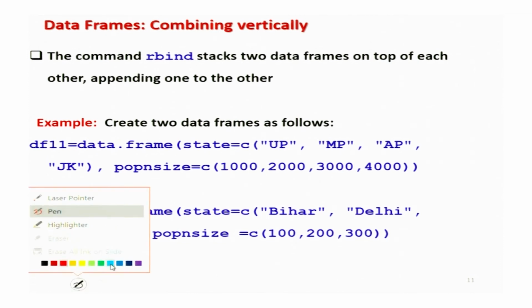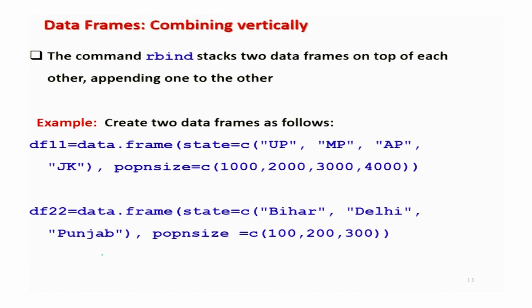Okay. Now after this I take the last option, that is rbind. rbind is used to join data frames vertically. That means this will stack the two data frames on top of each other, appending one to another, right.